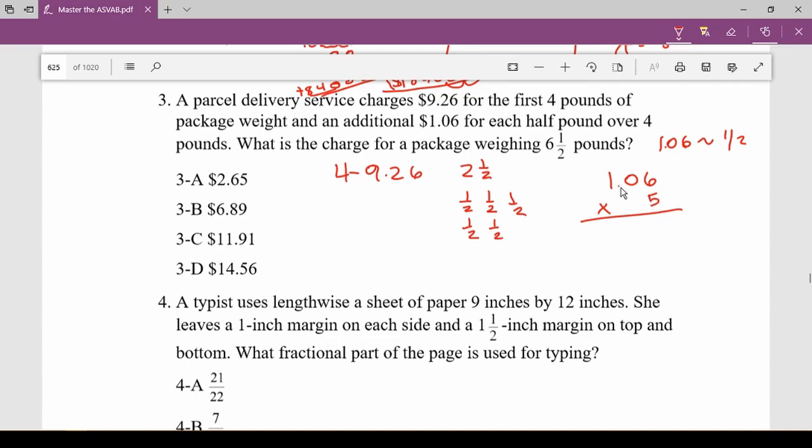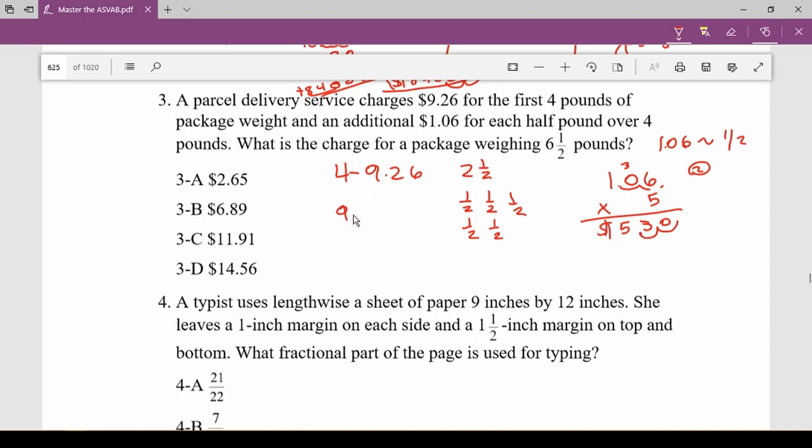And again, move this decimal 1, 2. We'll add those back in at the end. 5 times 6, of course, is 30. Carry the 3. 5 times 0 is 0, plus 3 is 3. 5 times 1 is just 5. Bring your two decimals back in so we can see this is 530.